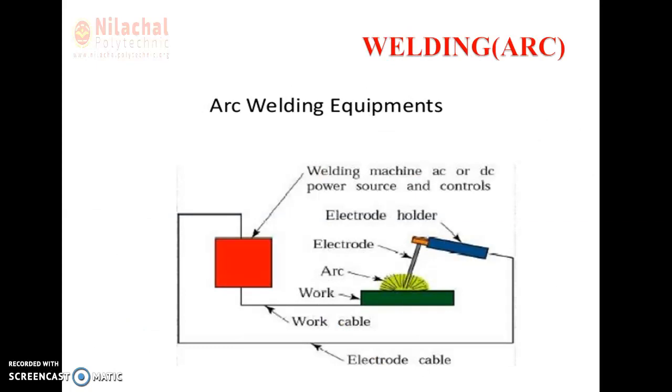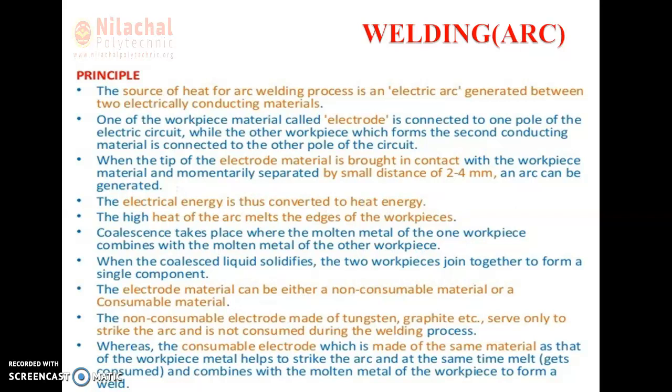Here is the line diagram of the arc welding equipment. The negative pole is connected to the workpiece, named as cathode, and the positive terminal is connected to the electrode holder, where you are using an electrode. This is the working principle of the arc welding process. The source of heat in metal arc welding is an electric arc generated between two electrically conducting materials.